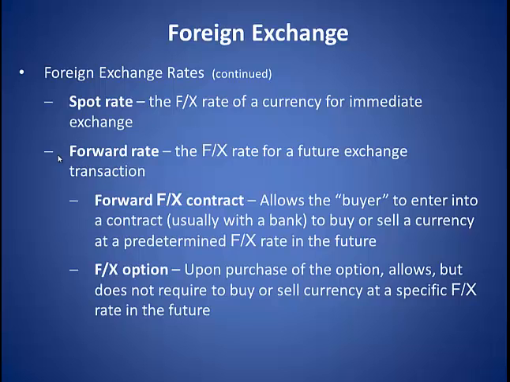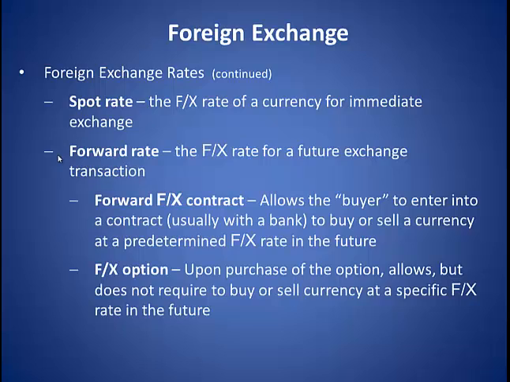We have another type of exchange rate called the spot rate, and that's the exchange rate of a currency for an immediate exchange, right on the spot. That's how you can think of it. A forward rate is the exchange rate for a future exchange transaction. In other words, there are people who are speculating in the currency market and saying that we think it's going to go up, other people think it's going to go down. You can go ahead and buy options to secure those rates.